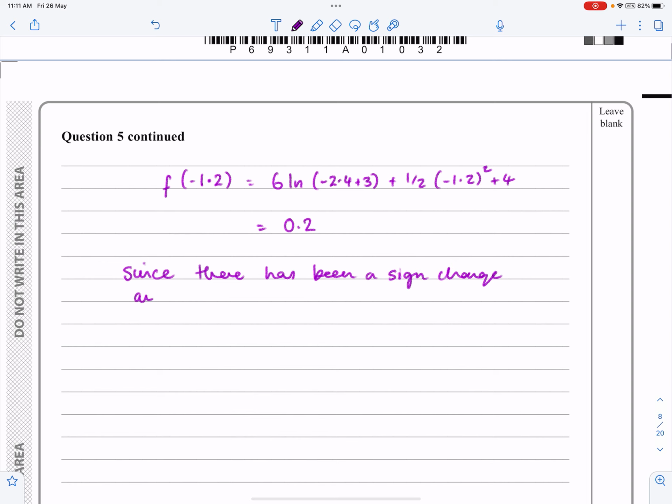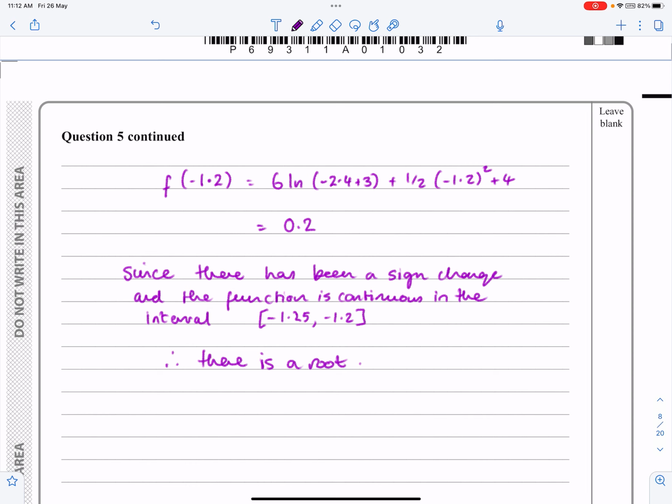and the function is continuous in the interval minus 1.25 to minus 1.2, therefore, there is a root. And I make all my students write that down.